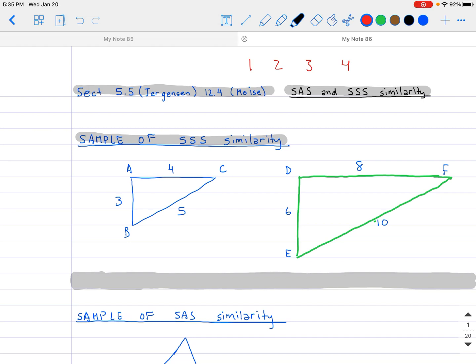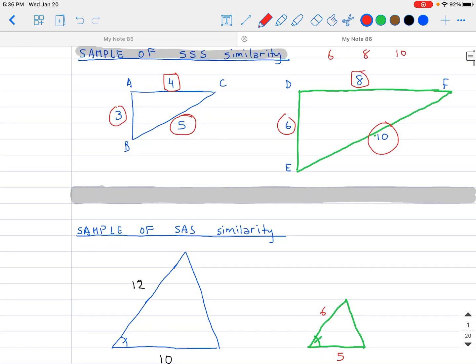To verify that we actually have an SSS is because we have all three sides of each triangle. We can say that 3 divided by 6 is equal to 4 divided by 8, and then that's equal to 5 divided by 10. So you can see now because of that, that means that the two triangles are similar to each other. We will talk about the proof of that in just a little bit, okay?